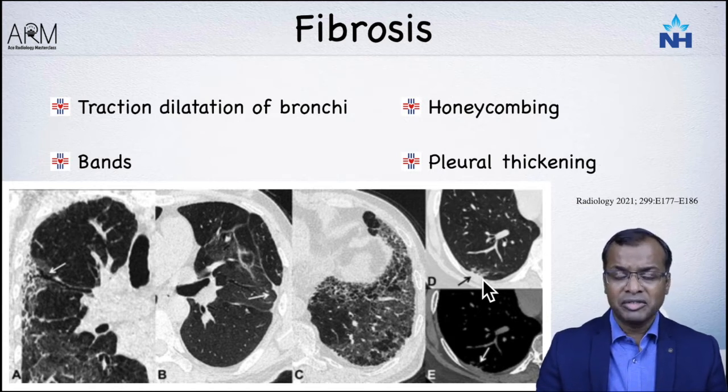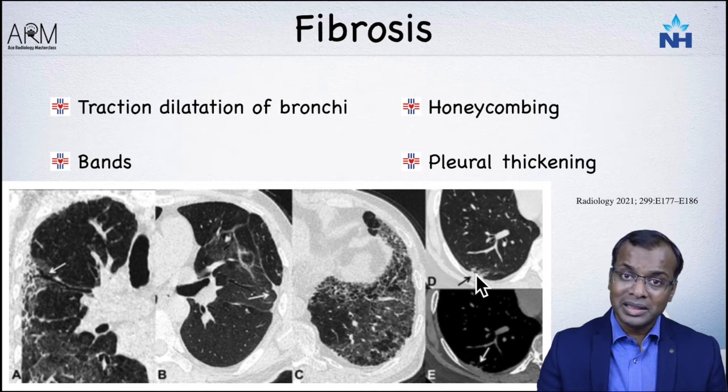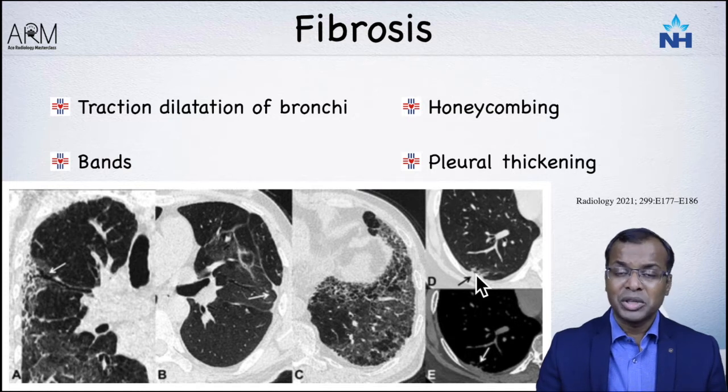Traditionally, when we say fibrosis, we think about irreversible pulmonary damage. And some of these changes, for example, honeycombing and traction dilatation of bronchi, you would imagine are irreversible. What about these bands? Do they settle? What about these areas of pleural thickening? Do they get resolved after some time? That is the main question that we all have to answer.